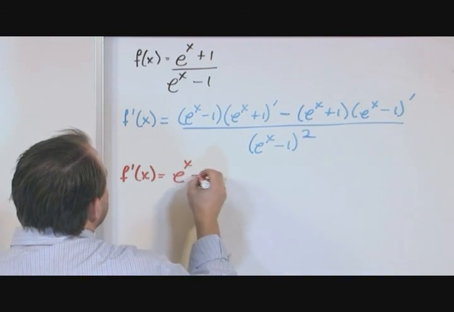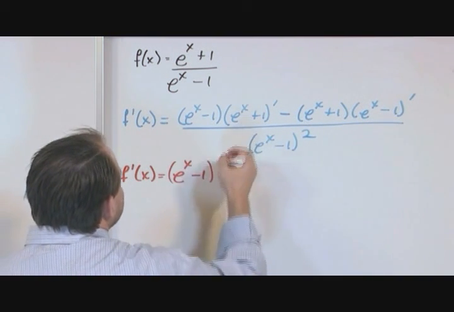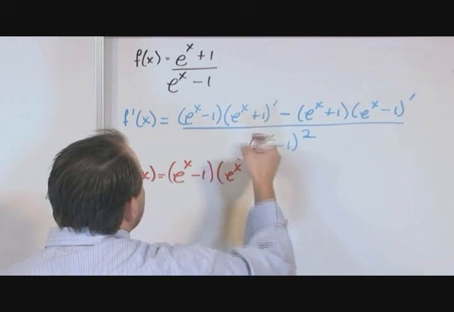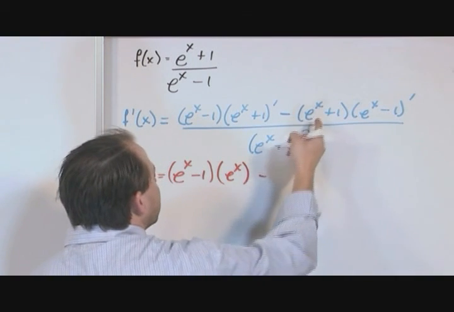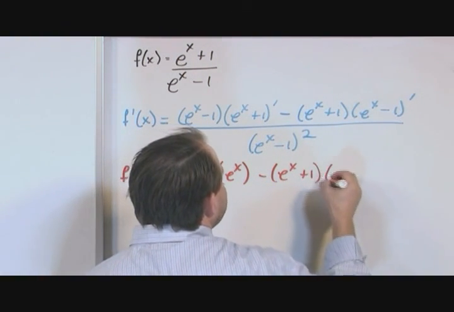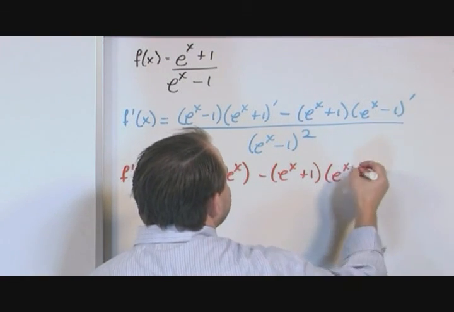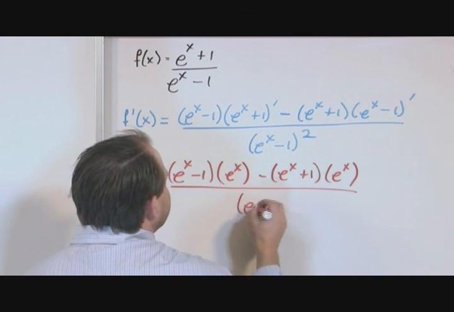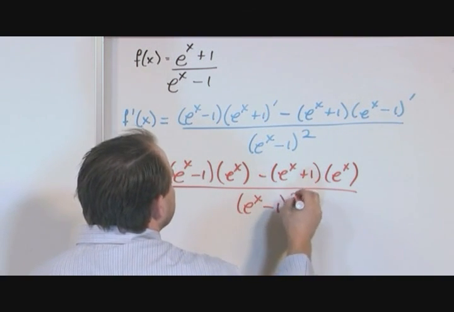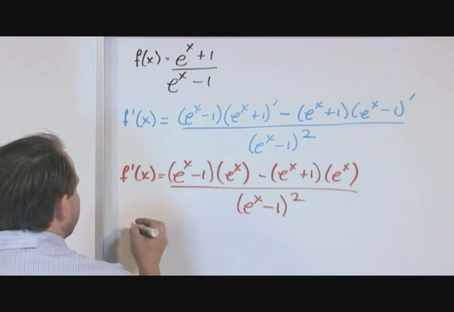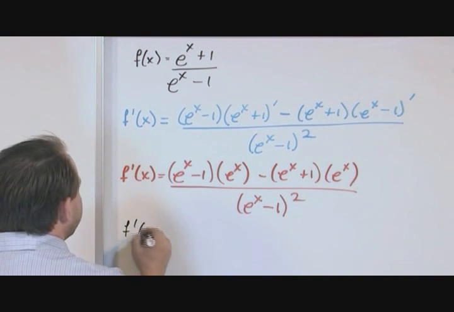E to the x minus 1. The derivative of this guy, when you think about it: the derivative of e to the x is e to the x. Derivative of 1 is 0, so I'm done. Over here, I have e to the x plus 1. Derivative of this guy, e to the x, is just e to the x. Derivative of this is 0, so I'm done there. On the bottom, I'm going to have e to the x minus 1 squared. Okay? So the only thing to do at this point, I mean, this is the answer. You could circle it if you wanted to, but let's try to simplify it a little bit more.